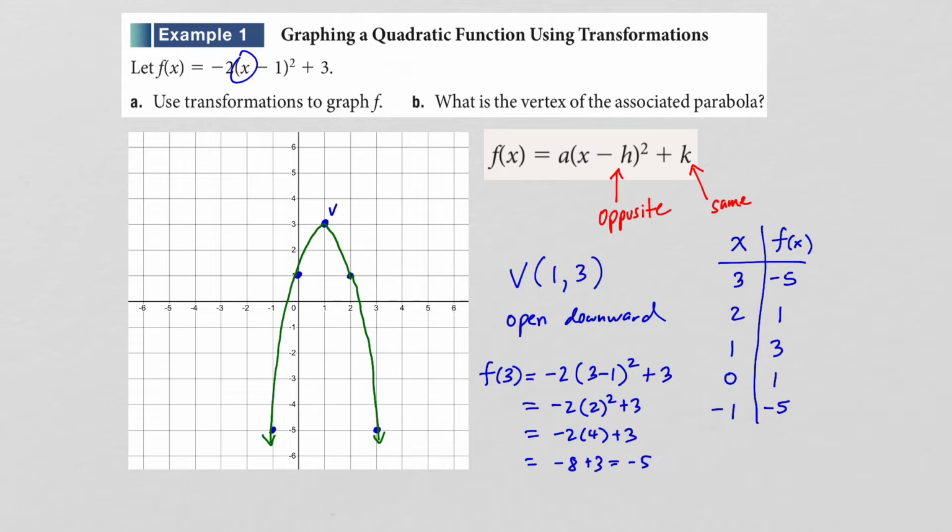Now, I didn't use transformations to do the graph, but this is just as effective. And it also asks, what is the vertex? Well, we already identified the vertex, okay? Now, let me talk briefly about how you would use transformations to do this graph.